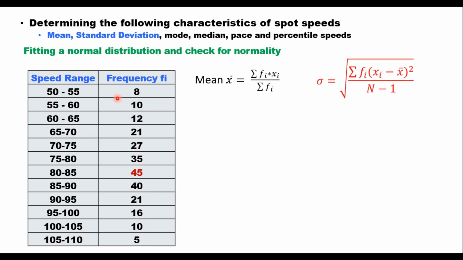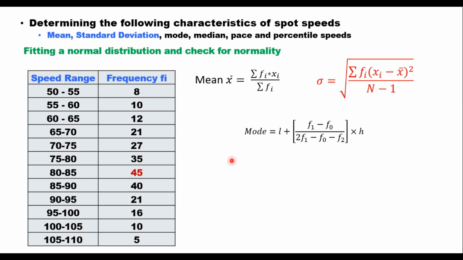Mean of the speed is given by this equation, that is summation of fi into xi upon summation of fi, and standard deviation is given by this equation, summation of fi into xi minus x bar, where x bar is the mean, divided by n minus 1, and n is the total number of data, that is your total sum of these frequencies. And the third is the mode. Mode is given by this equation, L plus f1 minus f0 upon 2f1 minus f0 minus f2 into h.